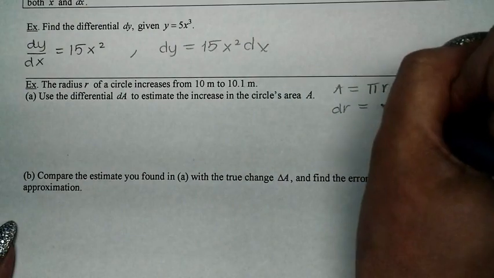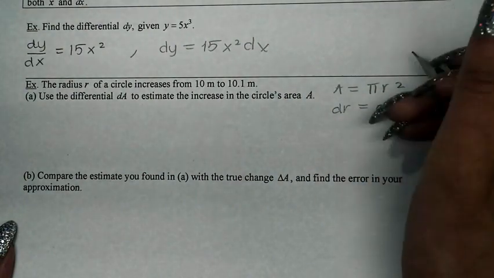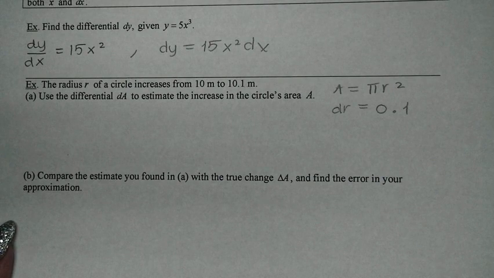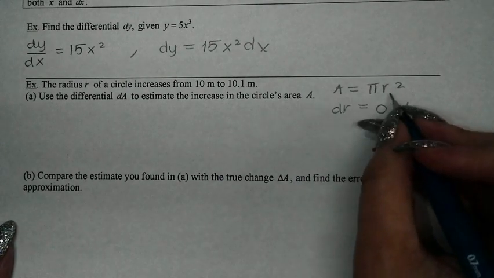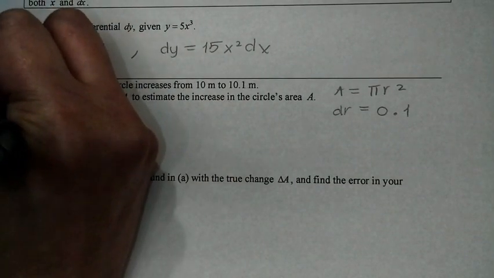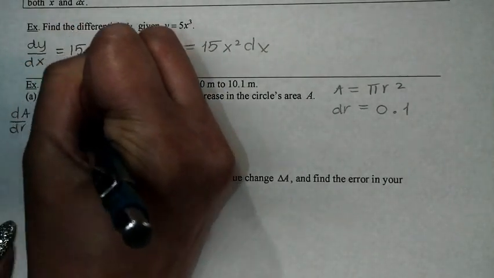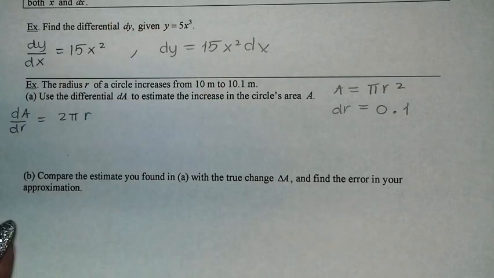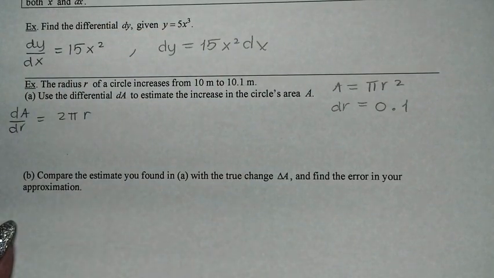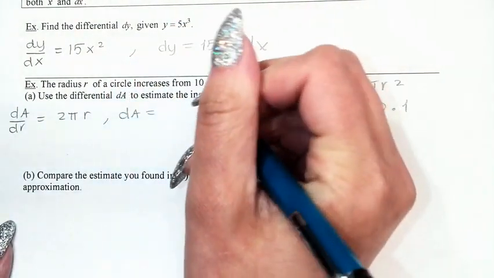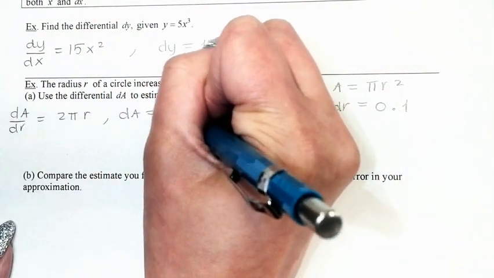So dr is going to be positive 0.1, because it's increasing. After that, you're like, okay, let's take the derivative of the area with respect to r. So you have that dA/dr is going to be equal to 2 pi r. Do you agree with that? In the same way, you have that dA, the differential, is going to be equal to 2 pi r dr.